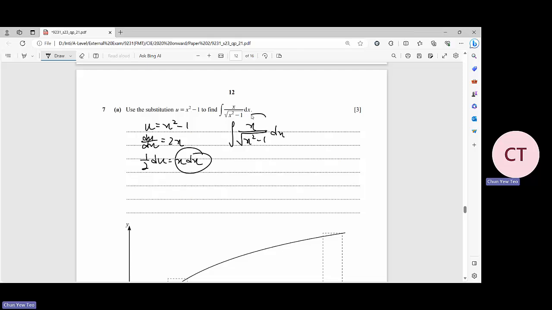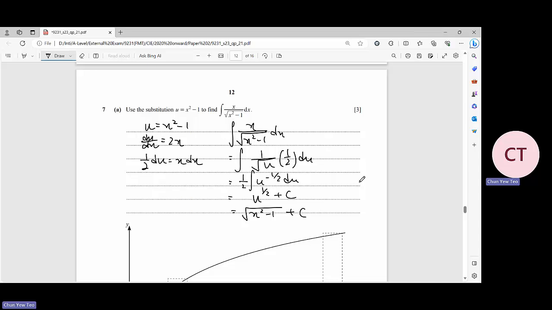So you can see that I have x dx, I have x dx. I can make it become half du. So this one, it will become 1 over the square root of u and half du. So this one is actually a half u power negative half du. Integrate this, you will get u power half plus c. So change the u back and you get the answer. Just like that. Okay. So that is the answer for part A, 7 part A.